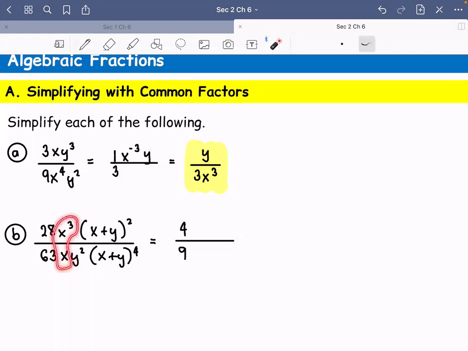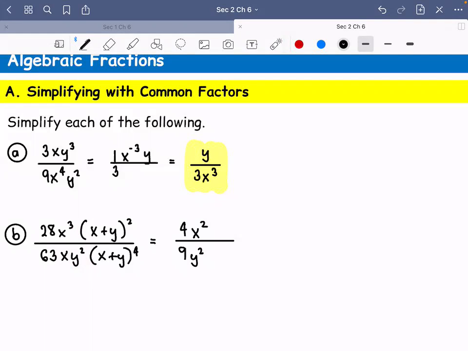How do you divide this? What is x cubed divided by x? Sec 2. It's x squared, right? Because 3 minus 1 is 2. What happens with y squared? Does it have a pair here? No, do we have a y here? So no, y squared remains here. We just write it again. So 9y squared. Is that clear?